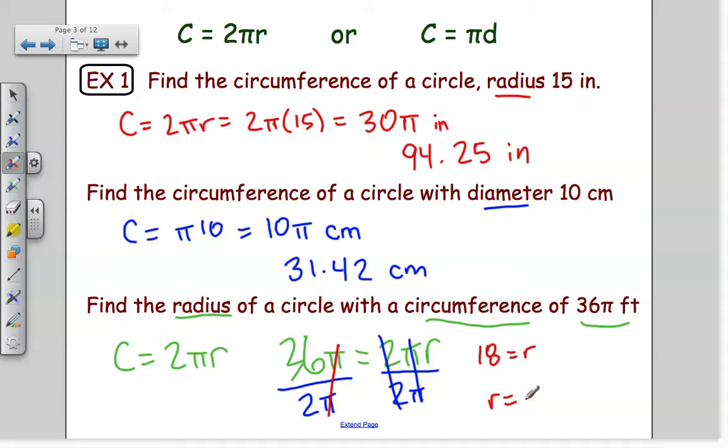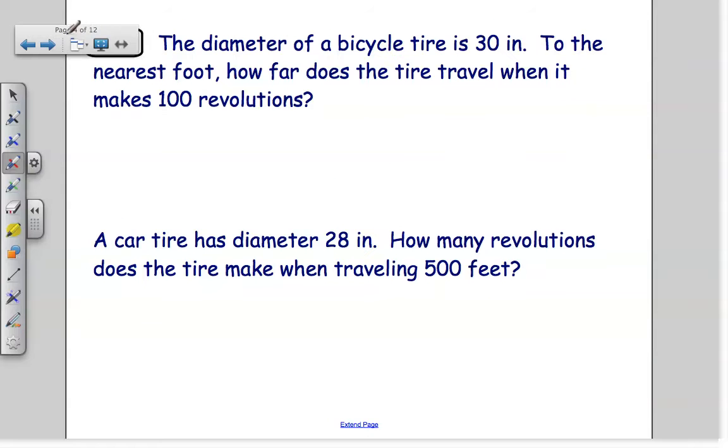So I should put a label though. The radius is 18 feet. It looks like circumference was feet. Radius would be feet as well. Okay? So basic circumference stuff. Talking about those revolutions of a wheel. Let's look at some examples here.